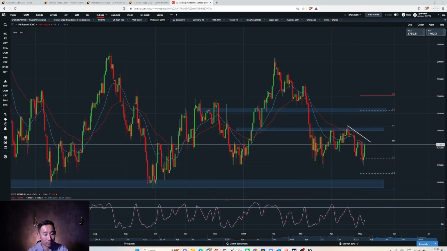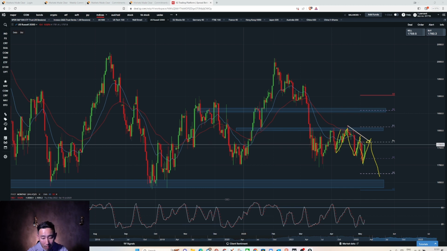downtrend already. Okay, so what do I mean by that? So you can see the lower low, lower high, lower low, lower high. We could be rejecting this monthly pivot around the 1760 area, so keep an eye on that. If we do see rejection on this and Dow Jones reject monthly pivot, yeah, I don't think Nasdaq and S&P 500 would have much room to the upside.